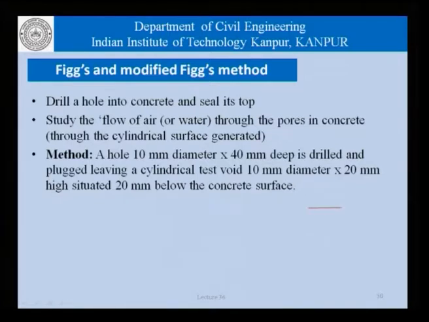So, basically if we have a concrete surface, we make a hole which is measuring 10 mm in diameter and 40 mm in depth, out of which we seal this part here, so that this cylindrical surface that is generated has a depth of 20 millimeters left for us.